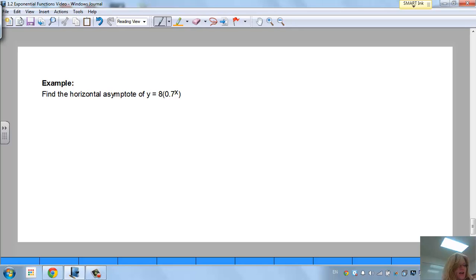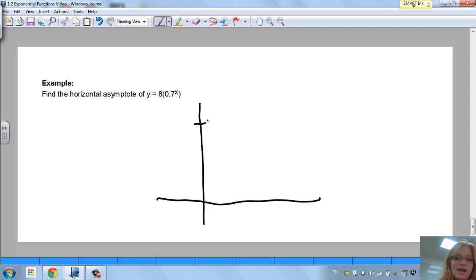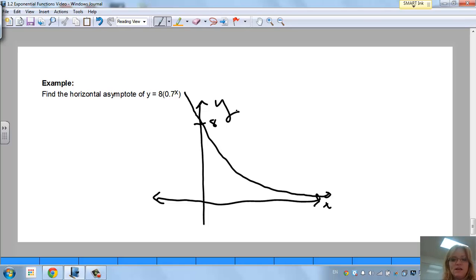And then it says find the horizontal asymptote of y equals 8 times 0.7 to the x. So if we were to graph this, this is kind of interesting. This crosses at 8 because 8 is my initial value. And it's decaying, so it's kind of going like this. So here's my x, here's my y. It says find the asymptote. Well, it's approaching the x-axis again, so it's y equals 0. And so you can say x-axis, or you can say y equals 0.